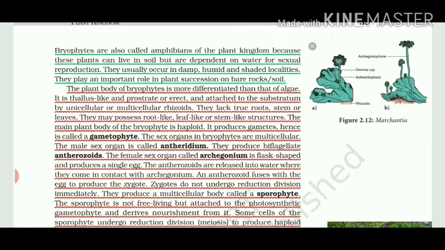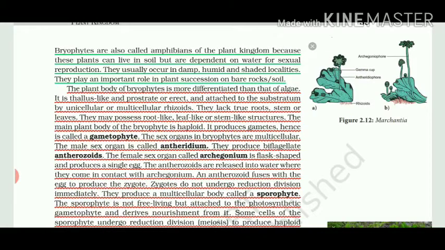If the question comes why, you have to justify that reason: the gametes which are produced by the female thallus will be present inside the plant, and the male gametes are released in the water. So fertilization can take place only inside the water. So water is a very important medium. That's why they require moisture, humidity around them.